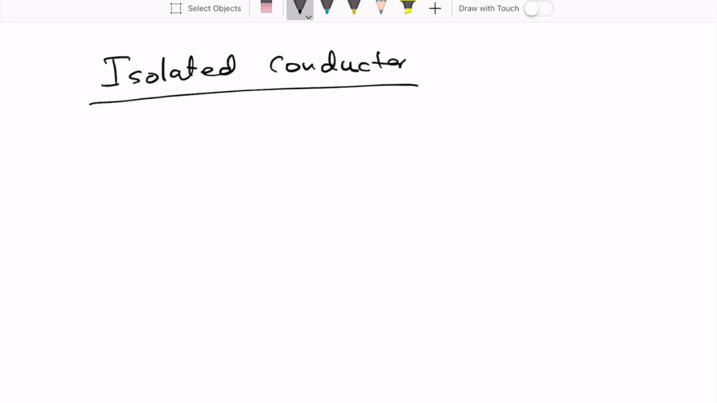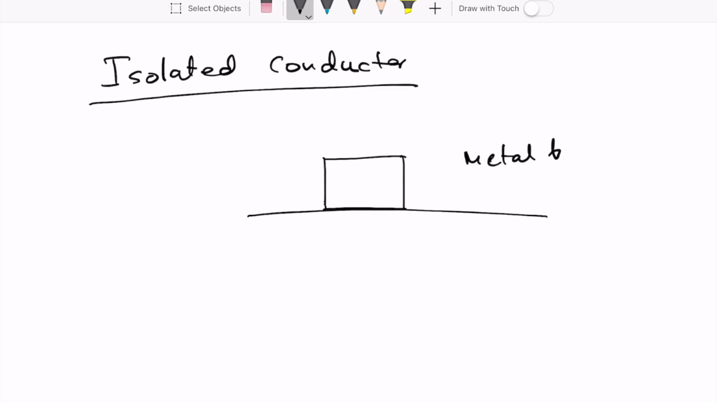An isolated conductor is basically just any conductor that's not connected to any other conductor. So for example, if you have this metal block that's sitting on a wooden tabletop surrounded by air, that would be an example of an isolated conductor. So a conductor that's completely surrounded by insulators and not connected to any other conductor. Okay, metal block. So this is an example of an isolated conductor.